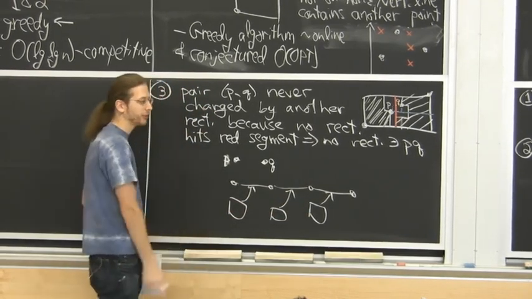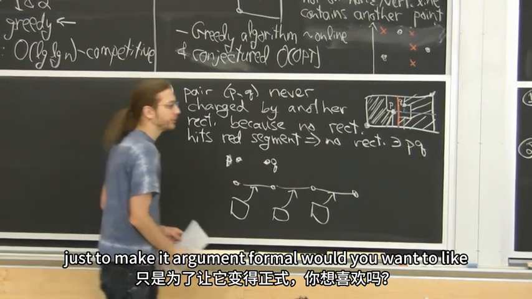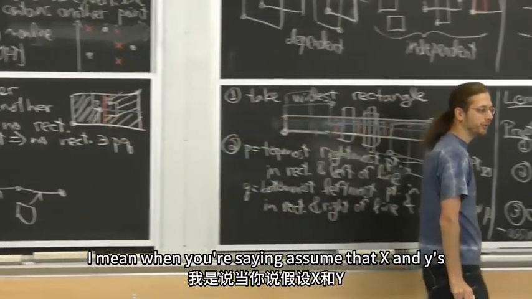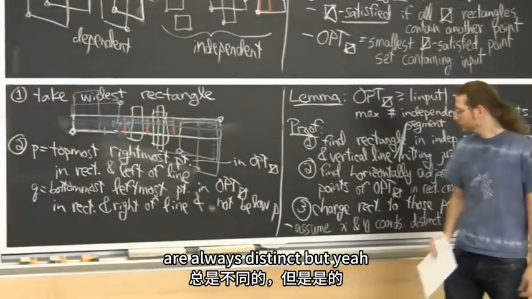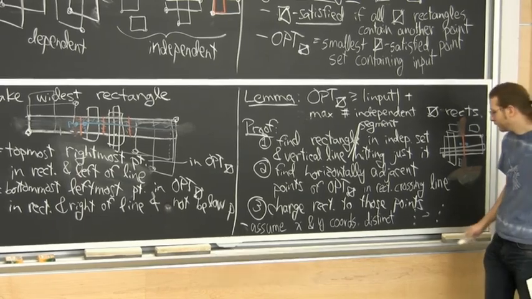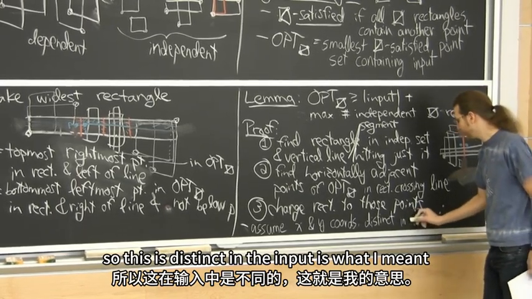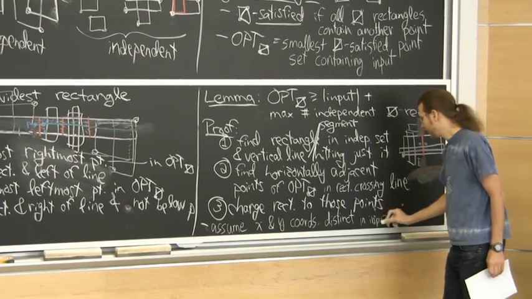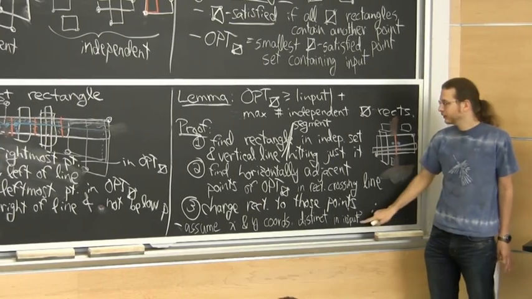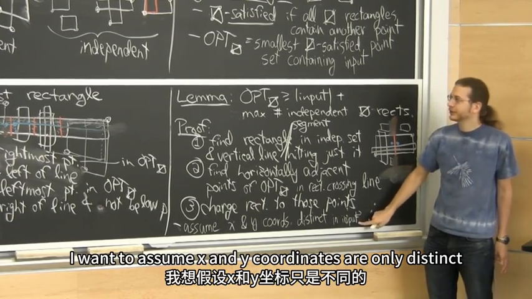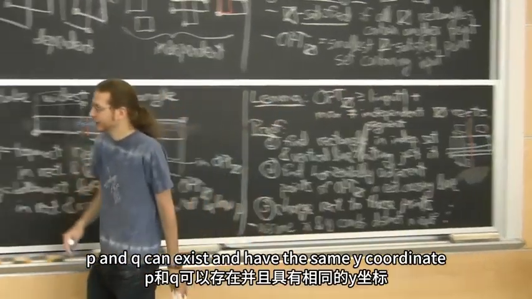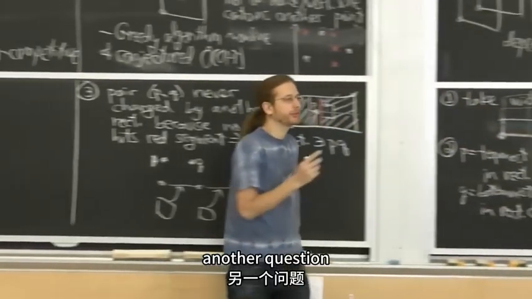Question? Just to make the argument formal, wouldn't you want to say that only when you're assuming that x and y are always distinct, but P and Q have the same x or y? Right, good point. So this is distinct in the input is what I meant. Obviously, any satisfied set is not going to have this property. So I want to assume x and y coordinates are only distinct in the input. Opt will not have that property, and that's why P and Q can exist and have the same y coordinate. Another question?